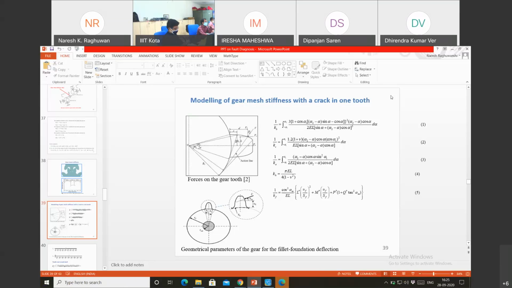Some researchers have also considered backlash contact. Backlash contact means you are changing the stiffness. They considered one more factor, KB, for backlash, connected in a series combination, and we will see the effect of the backlash.